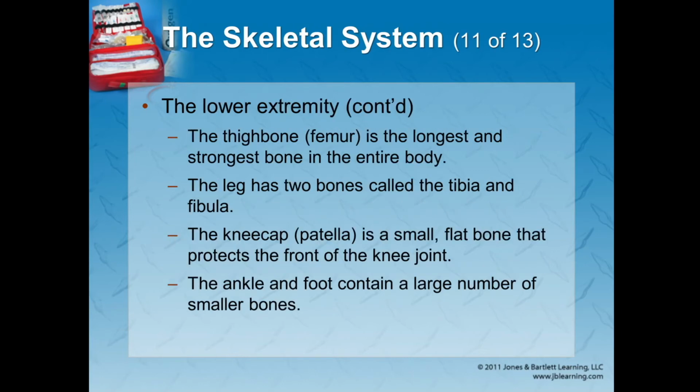We already discussed that the thigh bone, or femur, is the longest and strongest bone in the entire body. We know that the legs have 2 bones called the tibia and fibula, and then there's a small bone on the knee, the kneecap, which is called the patella. And then the ankle and foot have a large number of smaller bones.